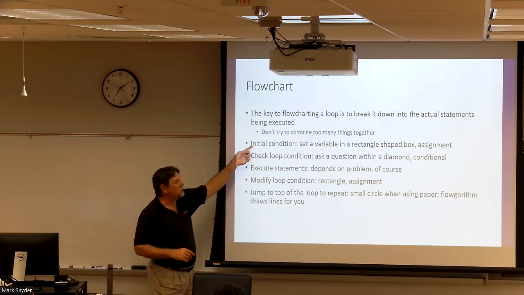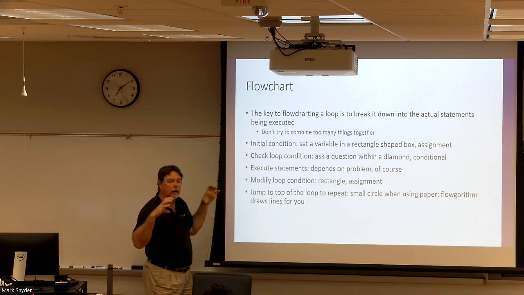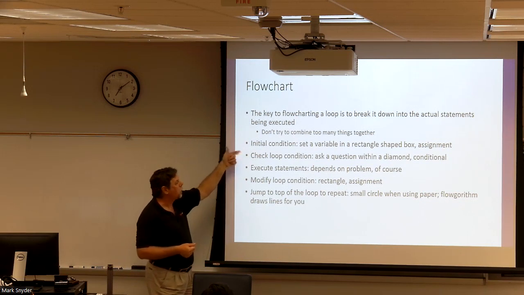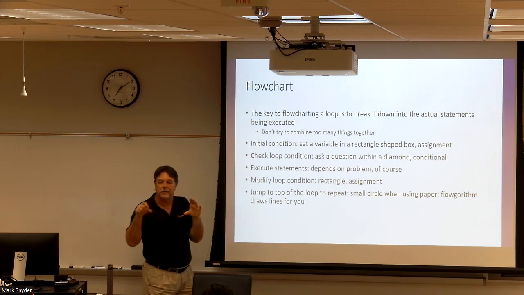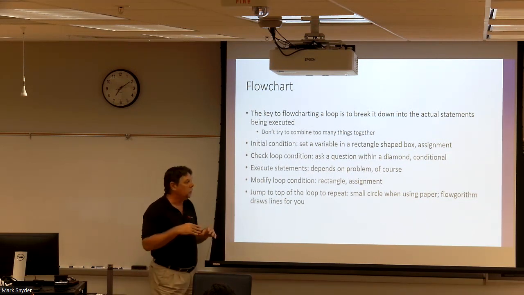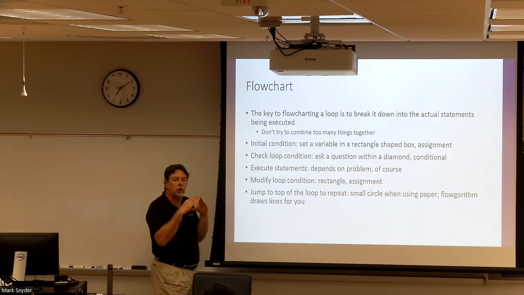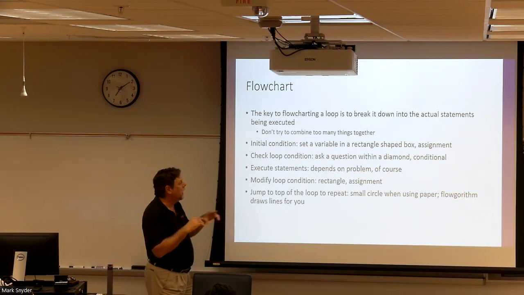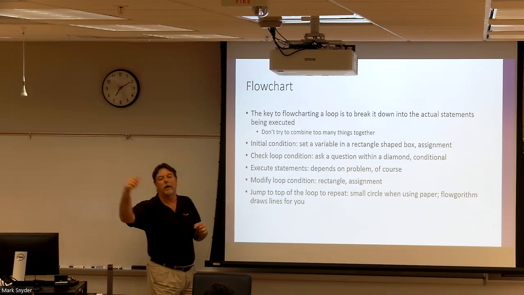Okay, we're still setting an initial condition. That's probably going to be an assignment statement in a rectangle, right? Counter equals 0. We're going to check the loop condition. So that's going to be the diamond. We're going to have our conditional, X is less than 10 or counter is less than 50, whatever. Number of satellite packs is less than 100. Whatever our loop condition is, it'll go inside the diamond. We'll check it. And then we're either going to go one way or the other. We're either going to keep looping or we're going to get out of the loop.